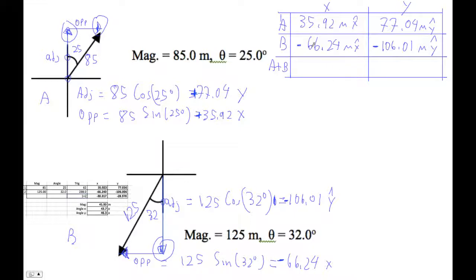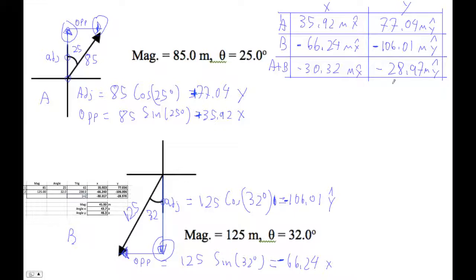Now we're going to add these guys. So 35.92 plus negative 66.24. I get negative 30.32. Okay, now let's do these guys. 77.04 plus a negative 106.01. I'm getting negative 28.97. So this is the sum. This is our vector, but it's a component vector, right?